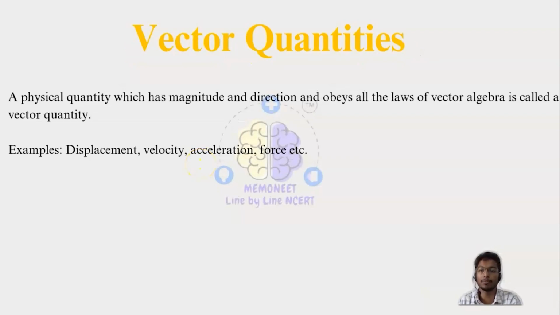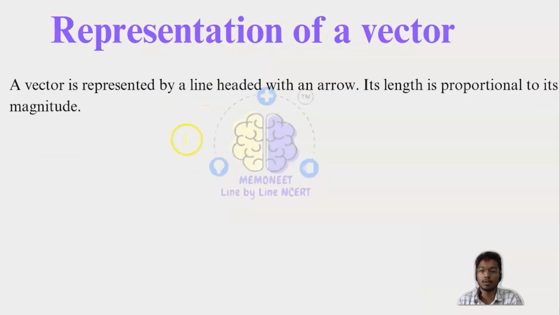Vector quantities have magnitude as well as direction. Let's say we are traveling from one place to another, and the shortest distance is the displacement. The shortest distance states that we are moving in a particular direction. So this is displacement, and this is a vector quantity. Velocity is also a vector quantity. Acceleration, force, etc. are vectors too.